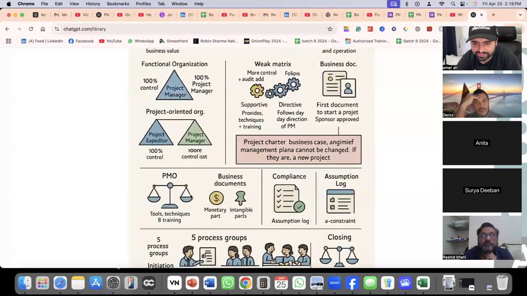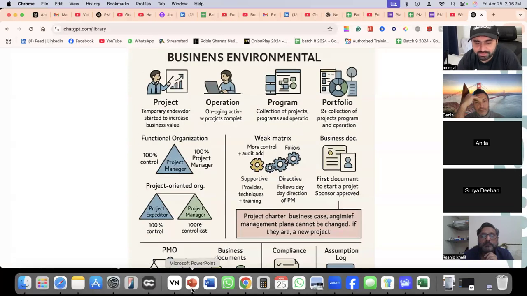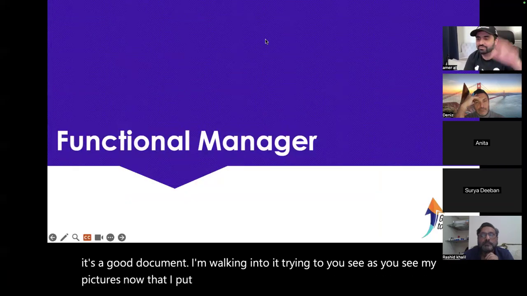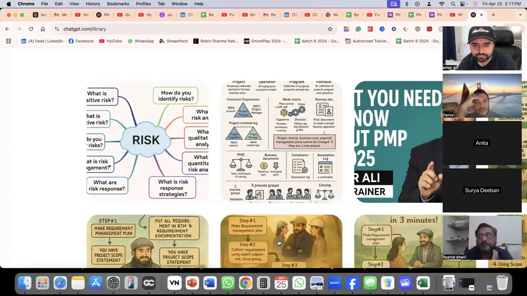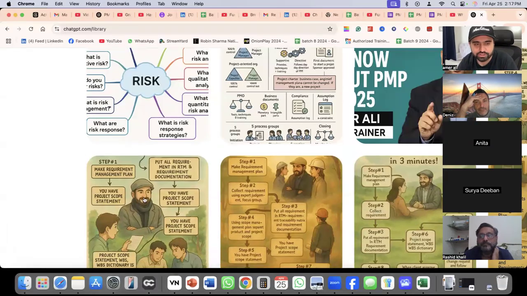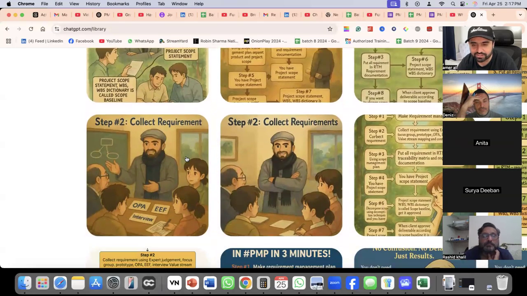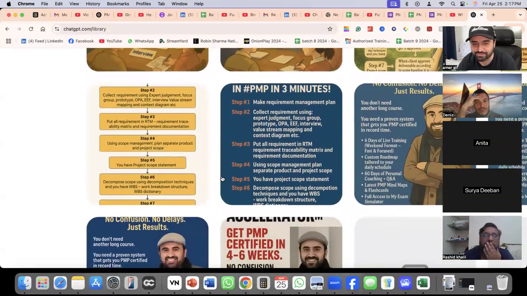I'm working on it. Do you see my pictures, no? I put pictures there, the summary of topics. Like if you see, I made it from AI. For example, I put this requirement management plan. You see, it takes this much time for one.